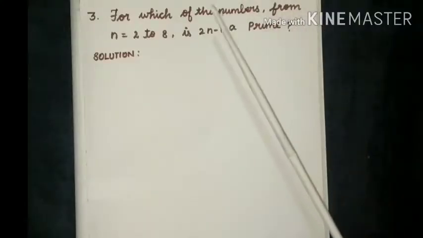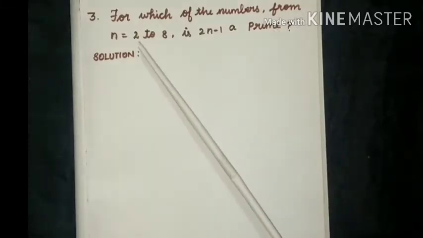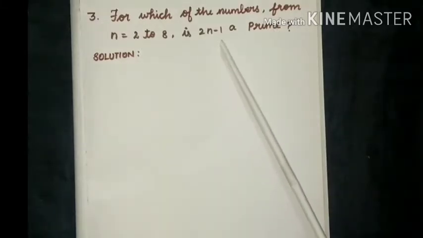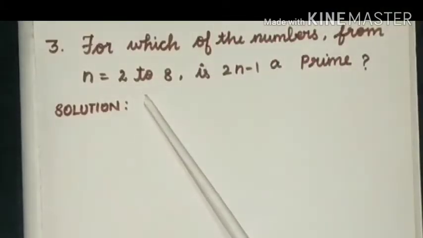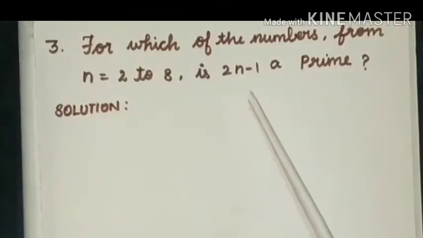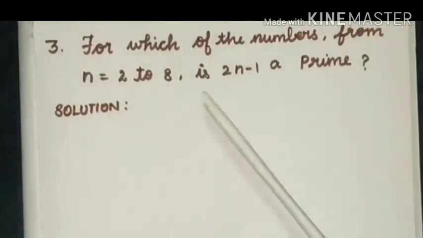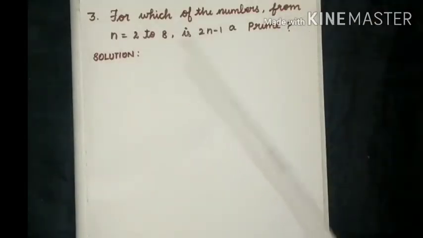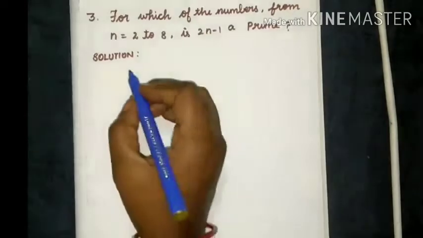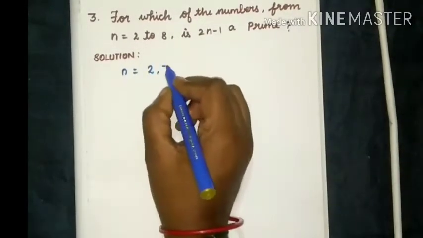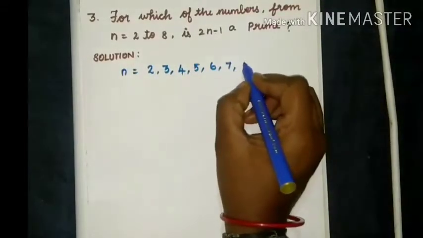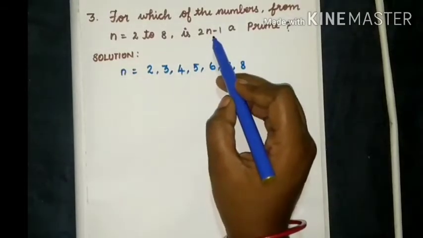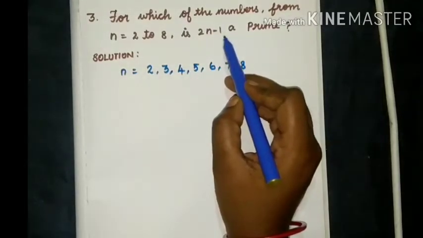Third sum. For which of the numbers from n equal to 2 to 8 is 2n minus 1 a prime? In 2n minus 1, we have to substitute the value of n as 2 to 8, and then we have to check whether the answer is a prime or not a prime. Here we have to substitute n as 2, 3, 4, 5, 6, 7, 8. 2n minus 1 should be prime.